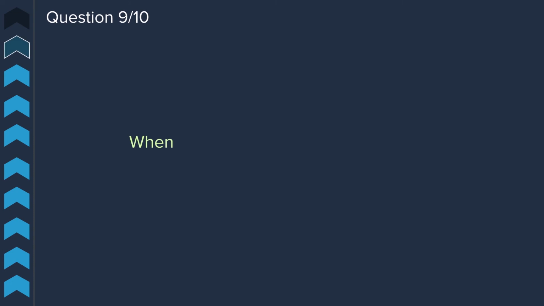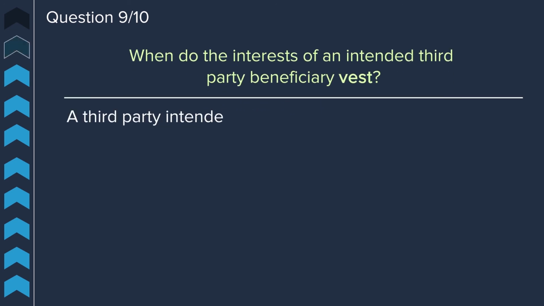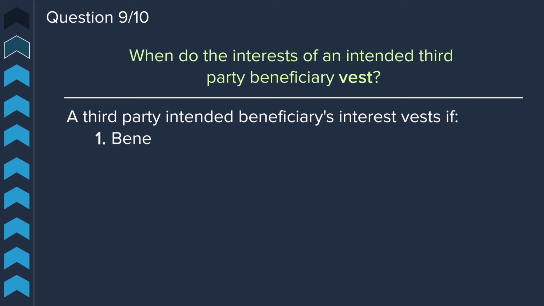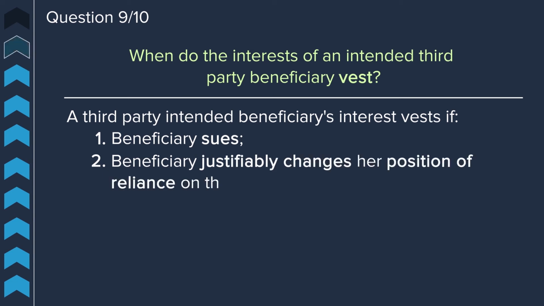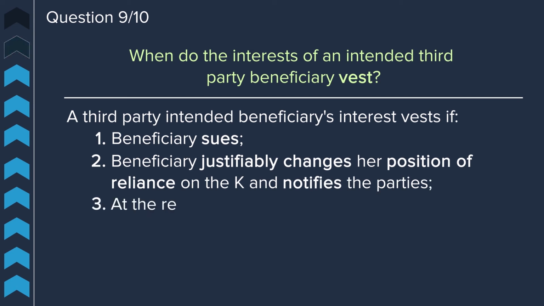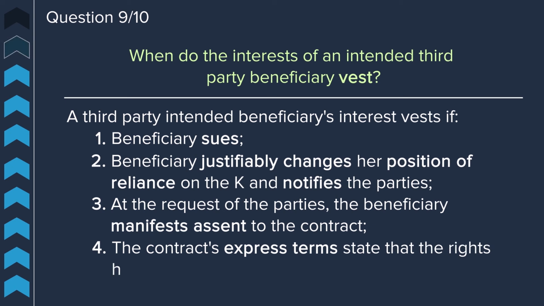Question 9. When do the interests of an intended third-party beneficiary vest? There are 4 circumstances. First, if the beneficiary sues. Second, if the beneficiary justifiably changes her position of reliance on the contract and notifies the parties. Third, they can vest at the request of the parties if the beneficiary manifests assent to the contract. Or lastly, the interest can vest if the contract's express terms state that the rights have vested.